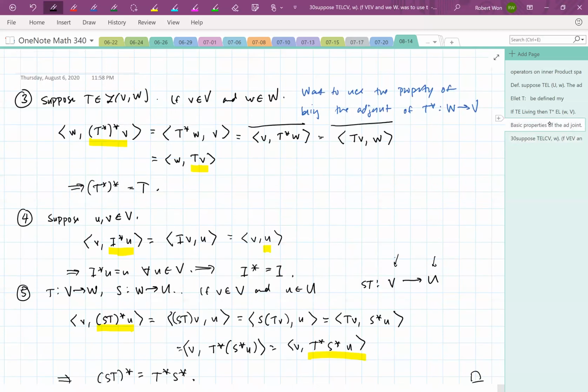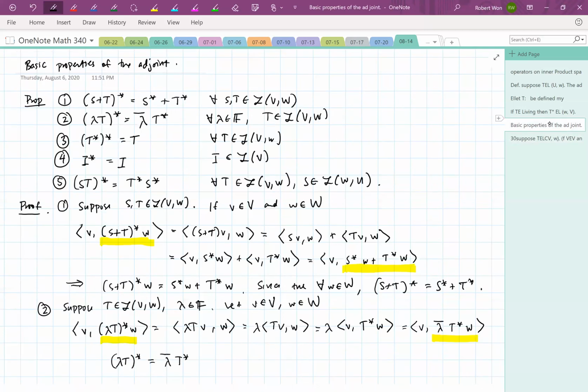Okay, so very basic properties of the adjoint. The adjoint of the sum is the same thing as the sum of the adjoints. If you take the adjoint of a scalar multiple, that's the same thing as first taking the adjoint and then multiplying by the complex conjugate of that scalar. Take the adjoint twice, you get back the original map. Adjoint of the identity is the identity. The adjoint of the composition is the composition of the adjoints in the opposite order.